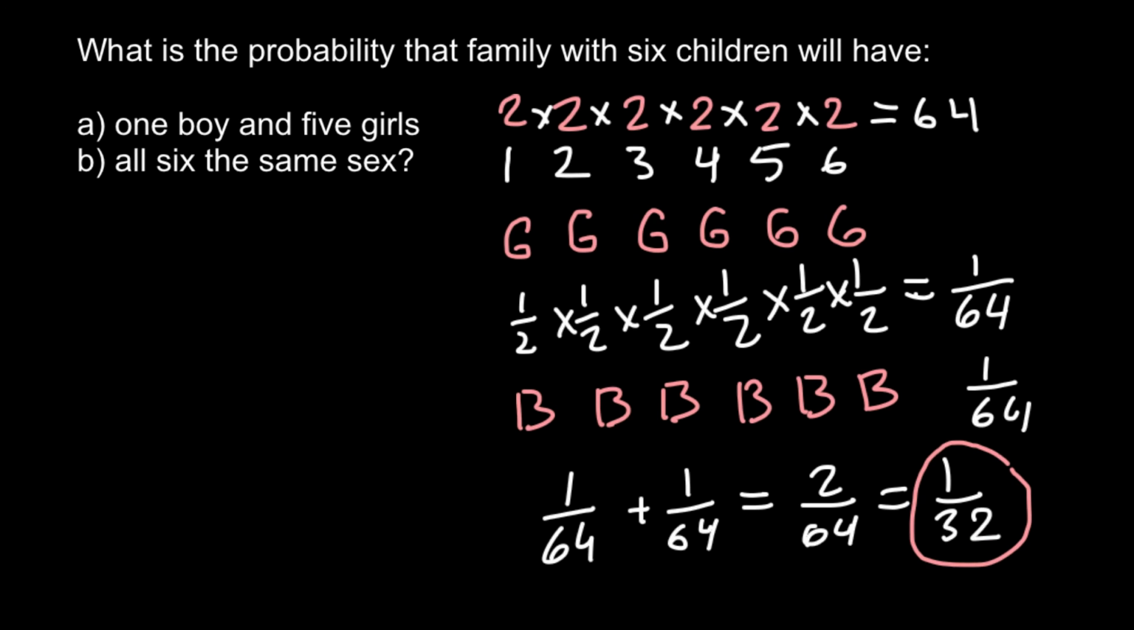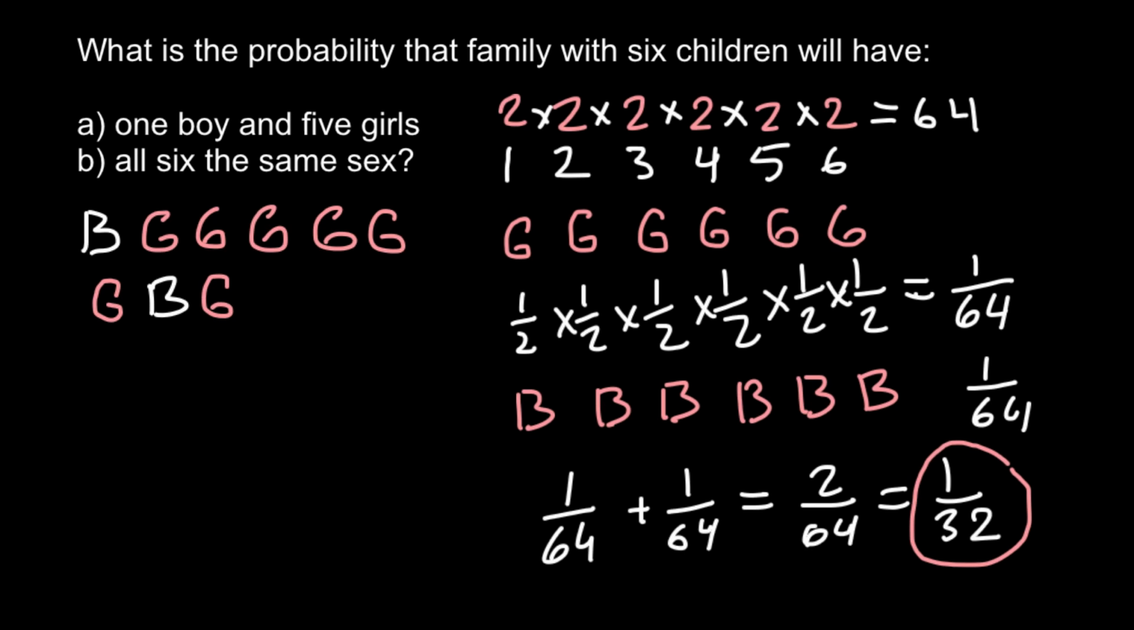Now let's return to question A. What is the probability that a family of 6 children would have 1 boy and 5 girls? Let's list all the variants. The first variant would be when the first child is a boy, and we also have 5 girls. 1, 2, 3, 4, and 5. The second variant would be when the first child is a girl, and the second is a boy, and then girl, girl, girl, and girl.